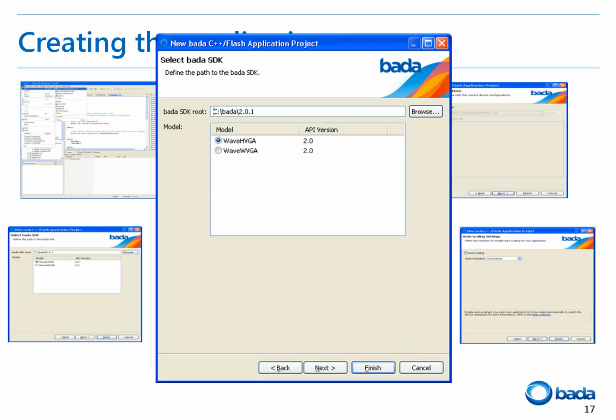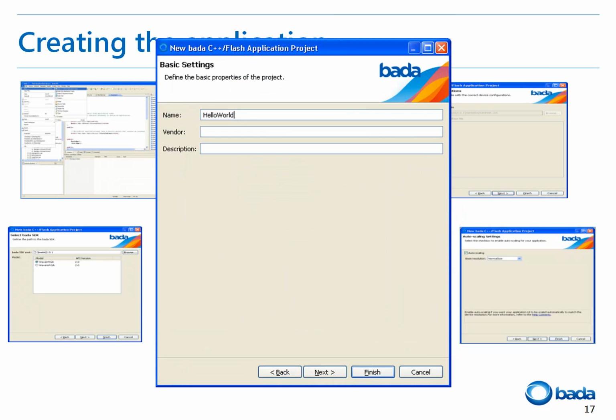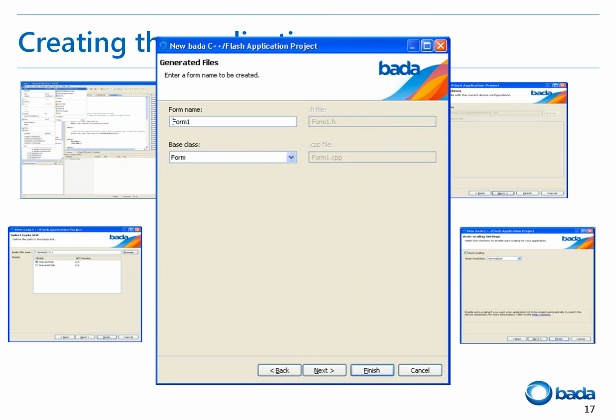Here, we can select the resolution of the device on which we are planning to deploy our application. Click Next. In this step, we can define the basic properties of our project. Example, name. By default, it will have the name which we set in the first step. Click Next. Here, we can set the name of the form and the base class. Then, click Next.